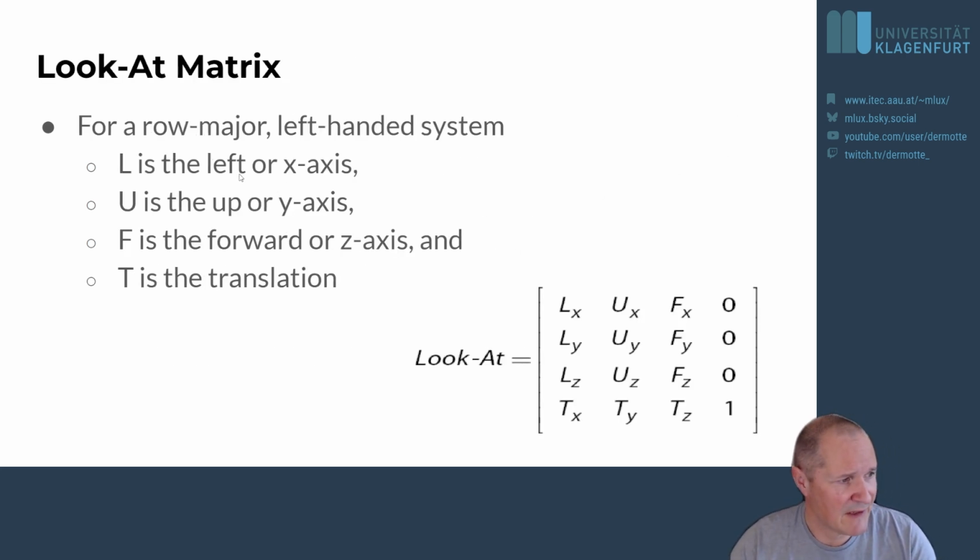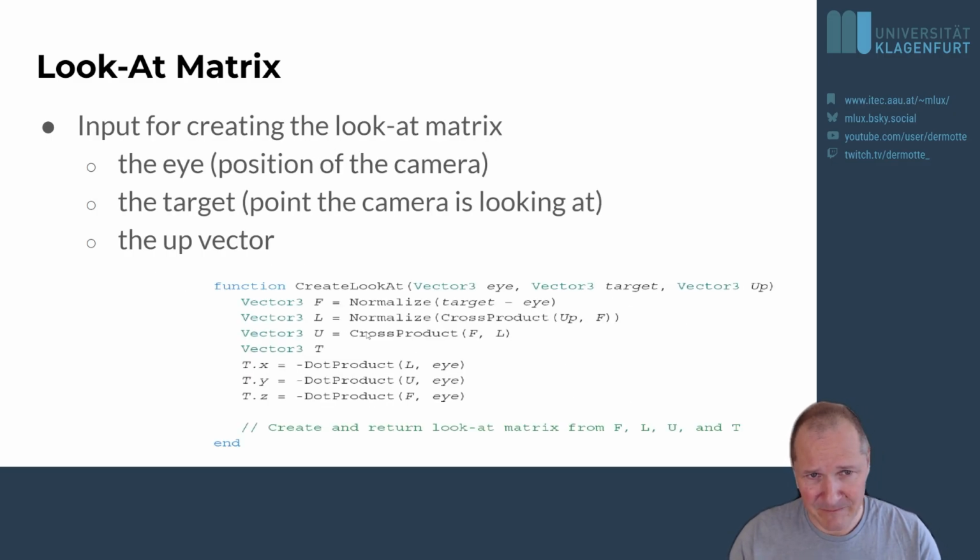Let's see how that looks. So L is the left axis, Y is the up axis, F is the forward axis of the camera, and T is the position of the camera, the translation, for a row major left-handed system. That's the definition of the look at matrix. And you can create the look at matrix yourself by using the eye, which is the position of the camera, the target, the point the camera is looking at, and the up vector.